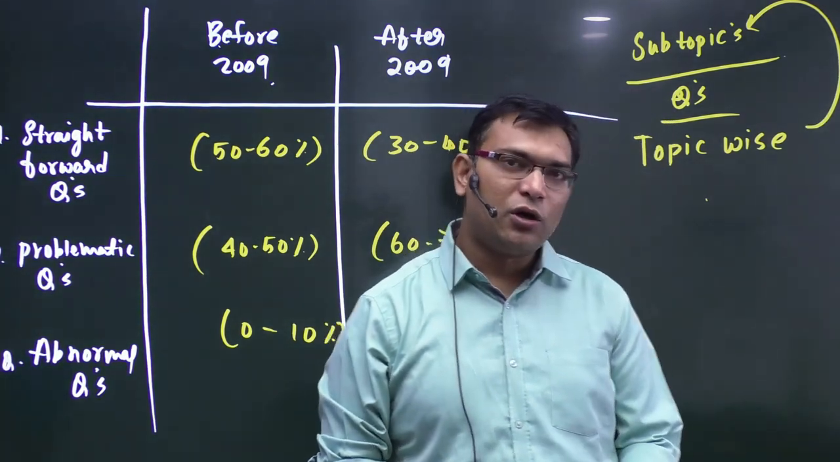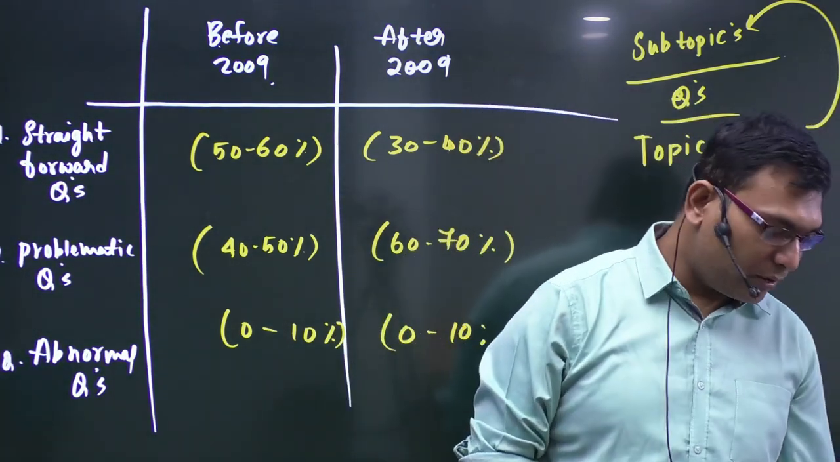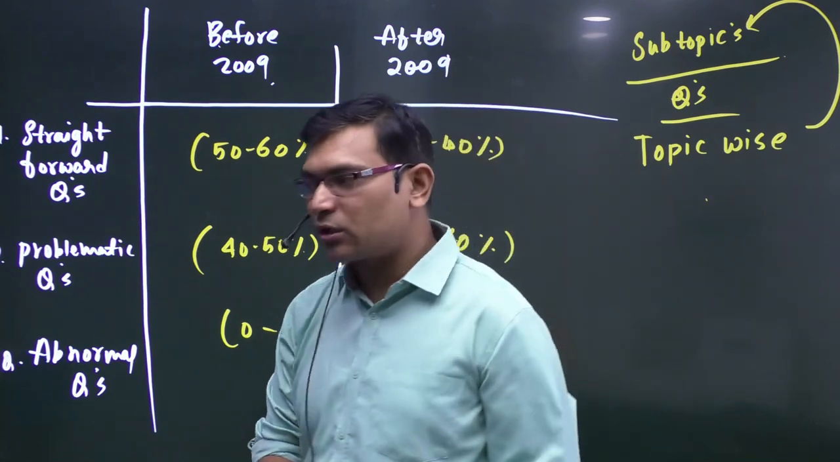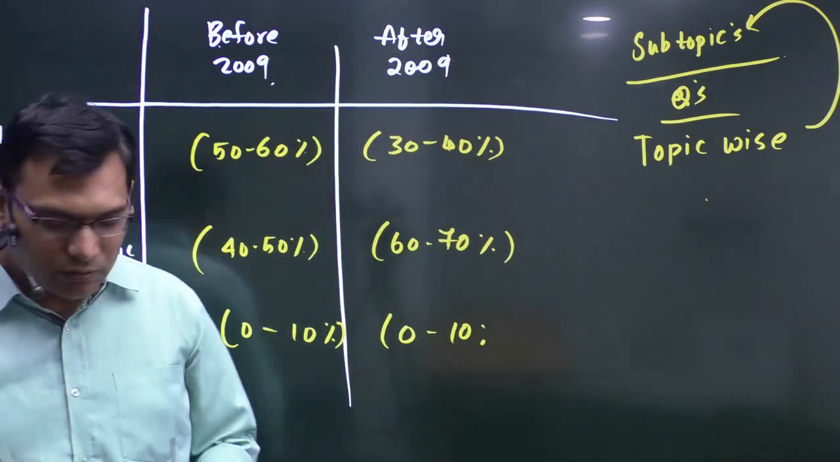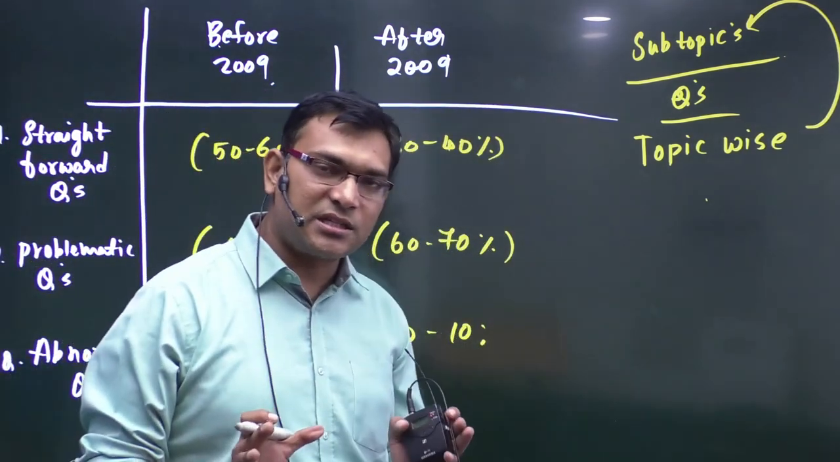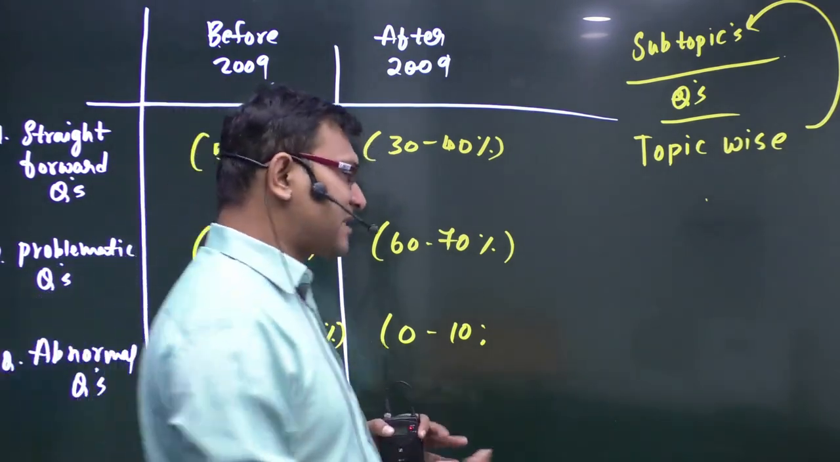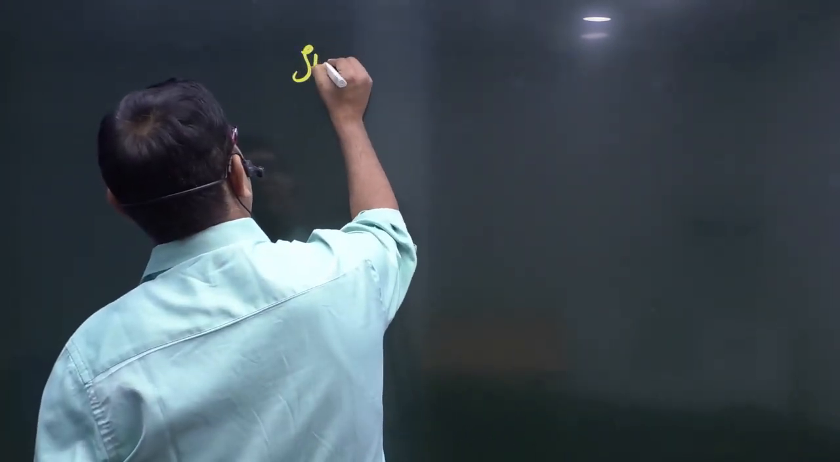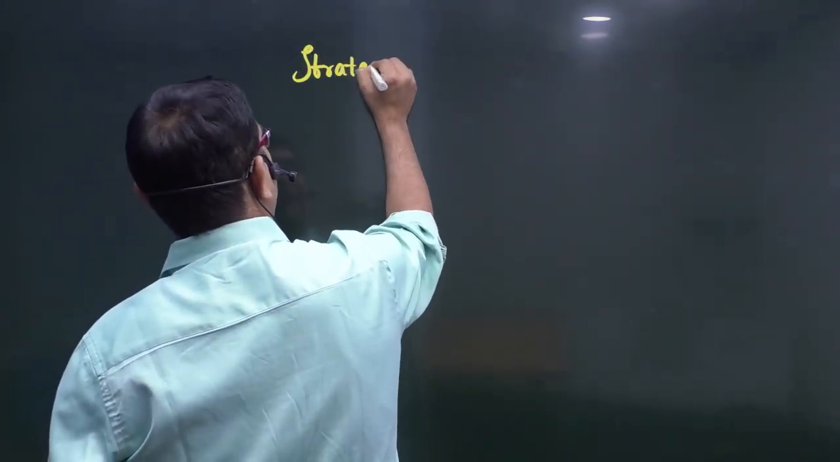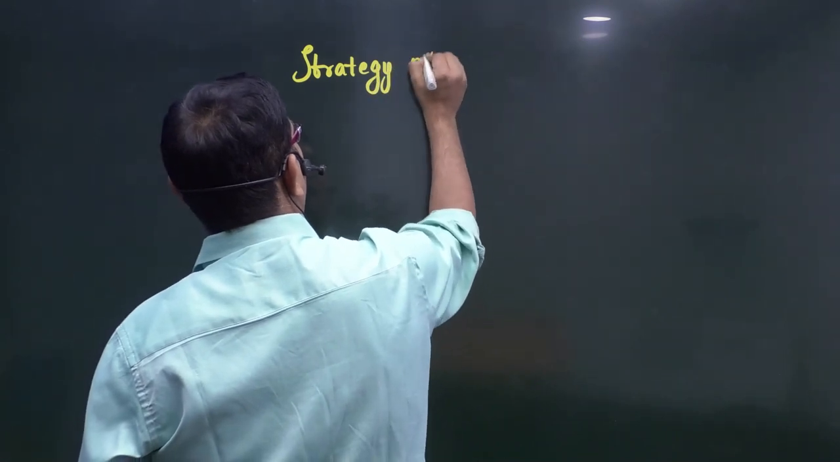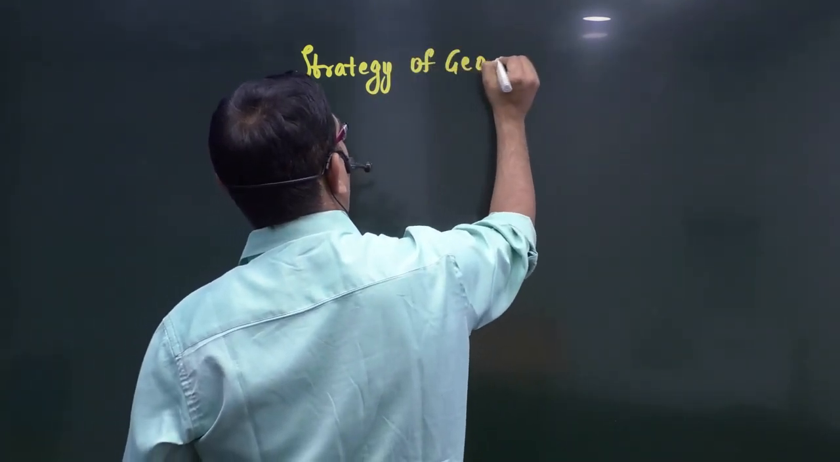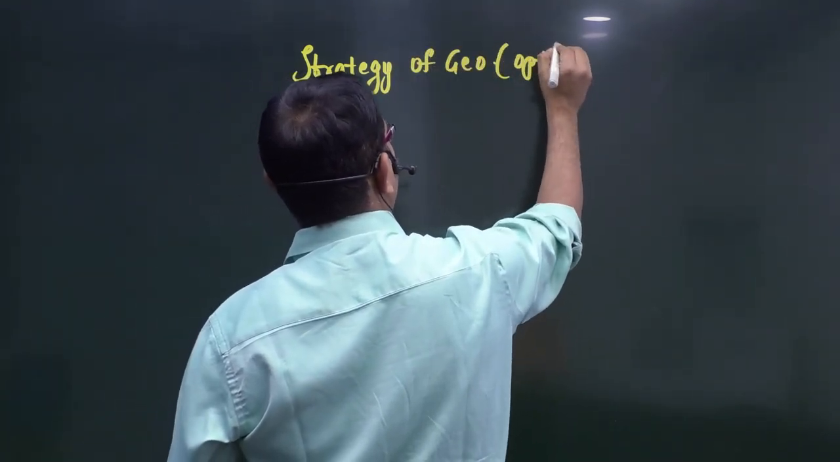Okay, so what is our strategy at Diademy? You cannot read this geography at one go. There are stages. So what is the strategy of the geography optional?